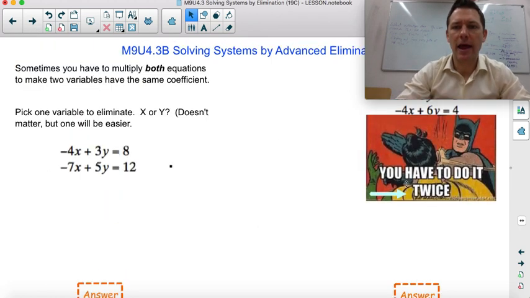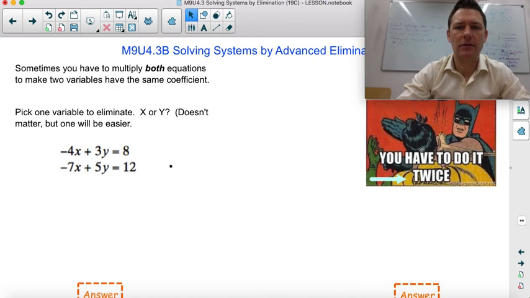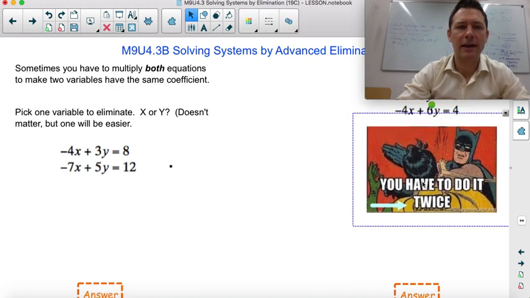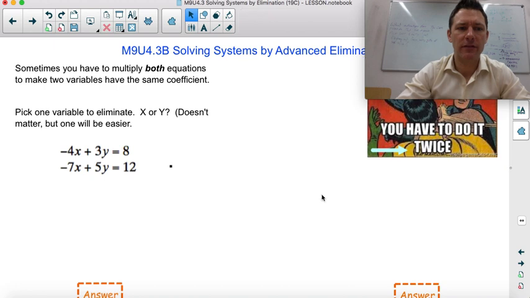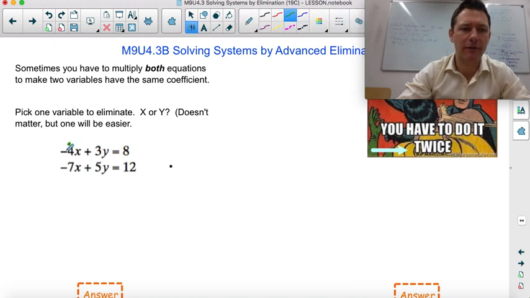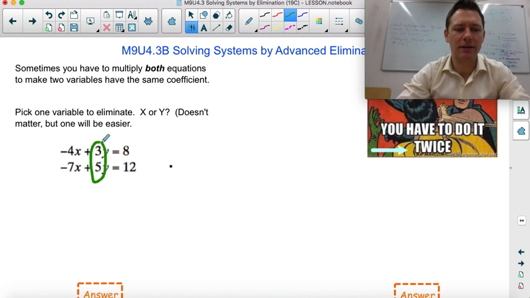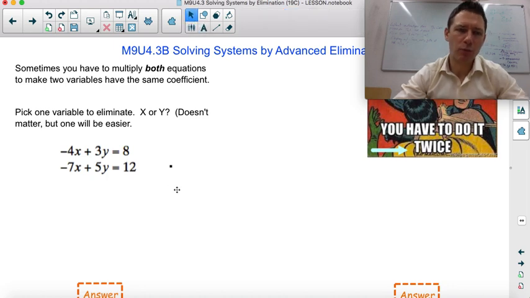Alright, last issue is sometimes I can't multiply 4 by anything to get 7, and I can't multiply 3 by anything to get 5. So sometimes we have to multiply both equations to make the two variables have the same coefficient. Usually one thing will be easier to attack.